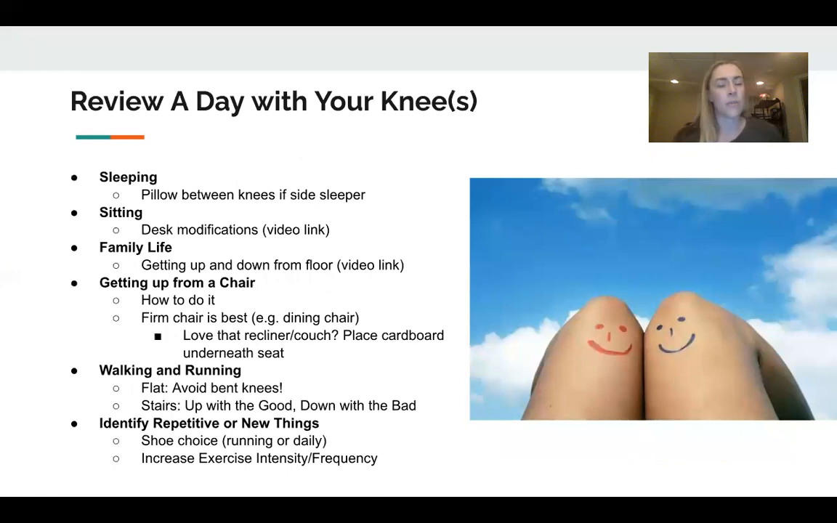So a first step you can do with knee pain is just think about your day, a day with your knees. What's going on? What are you doing? I just wrote a list here. It's not all inclusive of some typical things patients tell me that they're having pain with. Just out of curiosity, if you could type into the chat, what are some things that are giving you pain right now with your knee, or what are some things you're not doing because of knee pain? I'll just give you a couple minutes to type into the chat.